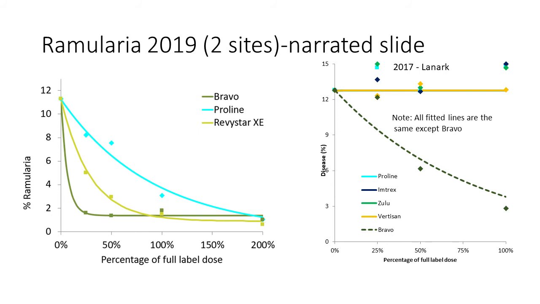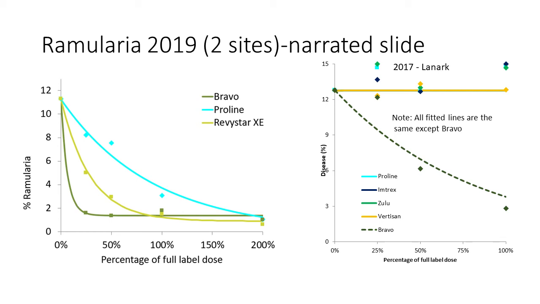One of the things we do from HDB is we monitor the efficacy of fungicides on an annual basis. So you can see these are results from 2019, the graph on the left. You can see the curve. So it shows you on the x-axis the percentage of full label dose of fungicide, the y-axis is the percentage of Ramularia. You can see the green line, which corresponds to Bravo, is the most effective in controlling and reducing Ramularia symptoms in the crop.